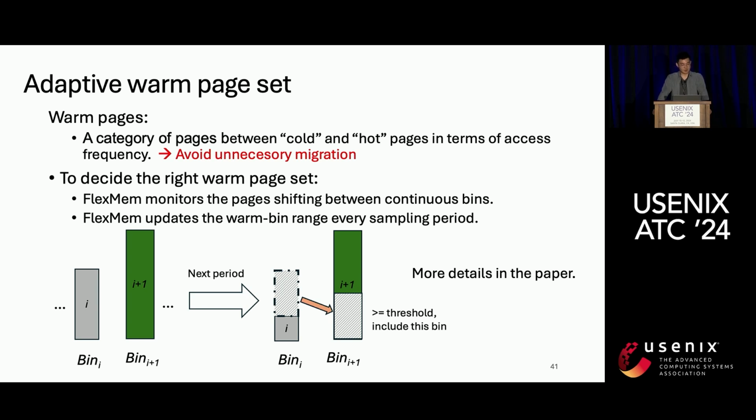FlexMem will update the range of one bin every single period. From the current period to the next period, we can monitor how many pages in a specific bin are moved to higher bins in the next period. By calculating the shifted page ratio, we can use a threshold to decide if this bin should be included in the warm page set. There are more details in the paper. Now we'll talk about how to avoid the overhead and what the algorithm is.